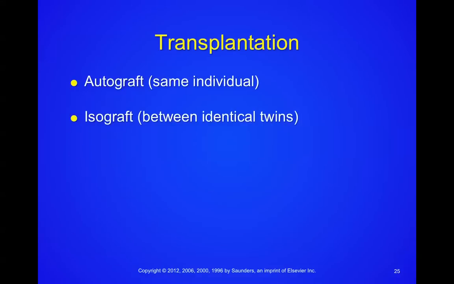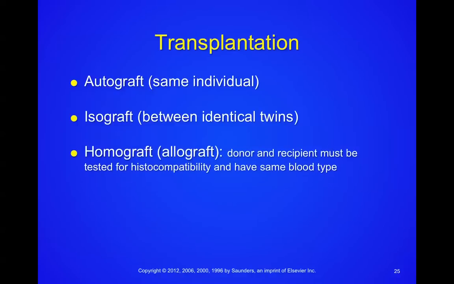Isografts, which is transplantation between identical twins. Homografts or allografts, where the donor and recipient have to be as immunologically compatible as possible. And xenografts, where the donor is not a human, as in pig heart valves.